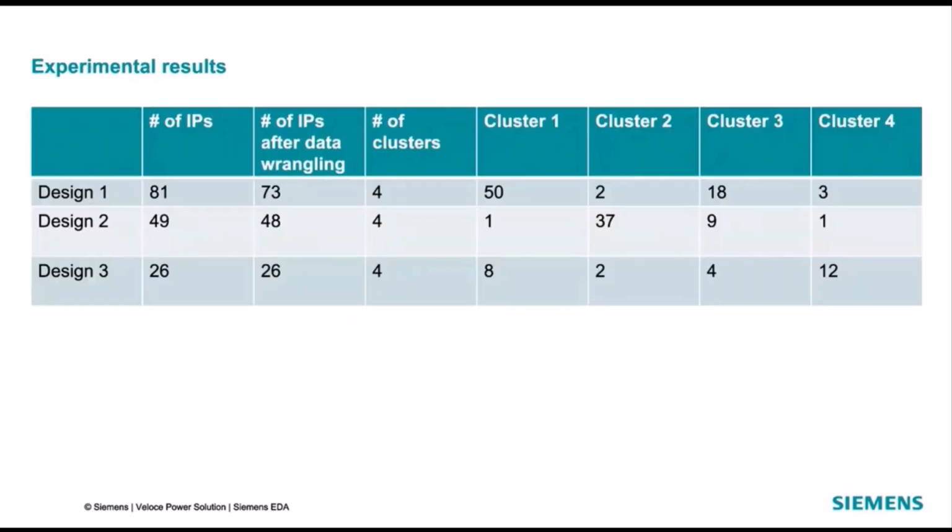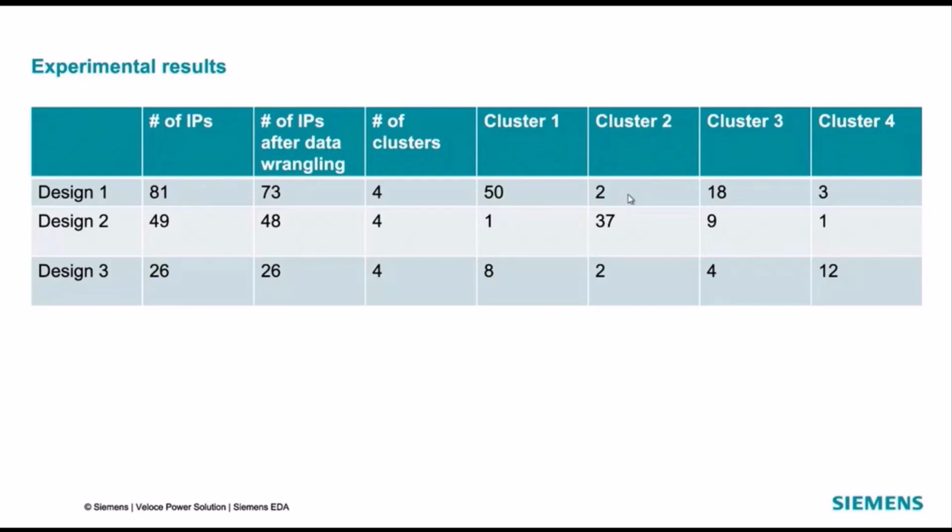And this is the experimental result table for this. We had 3 big designs. These are big SoCs, and we have the IPs. These IPs are not small IPs; they're big IPs. Original IPs are 81, 49, 26. After data wrangling, some number of them were deleted, and then we cluster them into 4 categories. And here are the number of IPs, as you can see, distributed in different clusters.